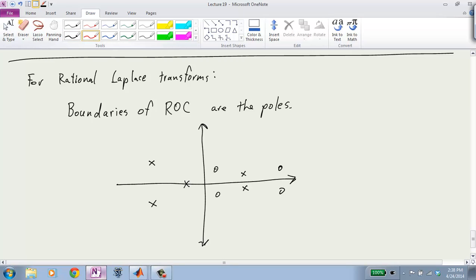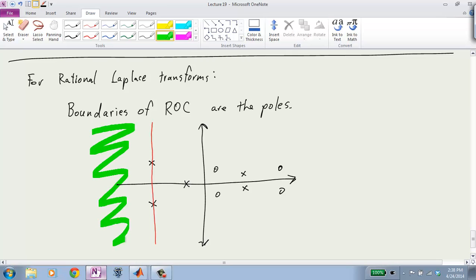One possible region of convergence is everything to the left of the leftmost pole. So this would be one. Take these are the same real value. So everything over here, that's one possible region of convergence. Okay. There's another possible region of convergence that is between these two boundaries.